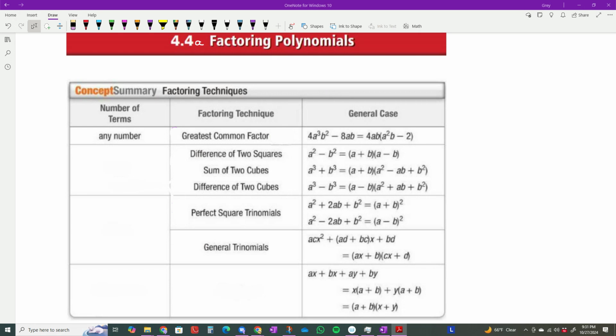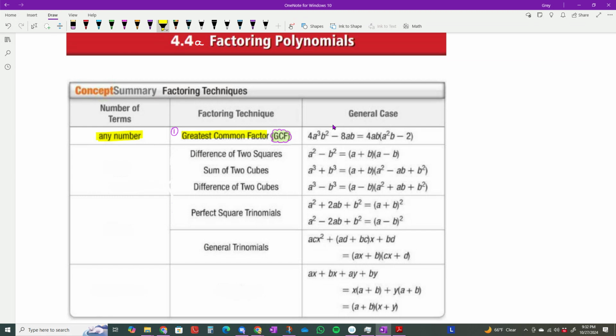All right, when you are factoring, the main thing you want to do for any type of factoring from now on is look at the number of terms that you have. I'm going to group all these by the number of terms. No matter how many you have, the first thing you should always do is look for the greatest common factor, also known as the GCF. So any time, that's the first thing we want to do.